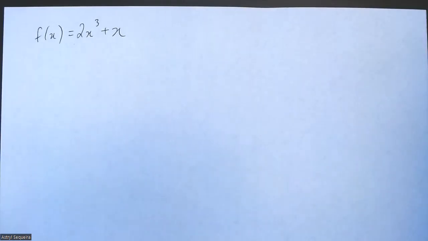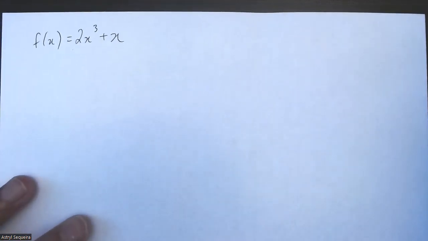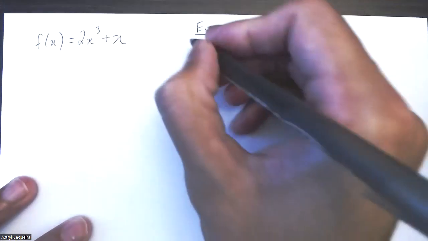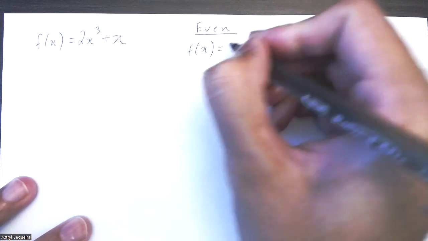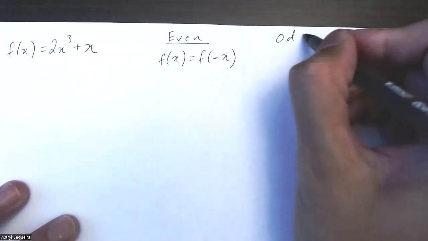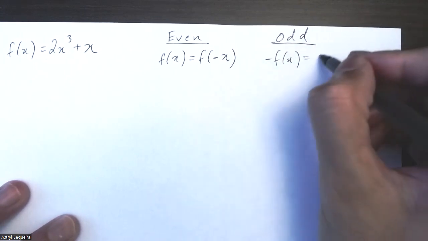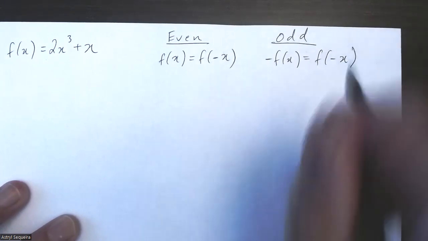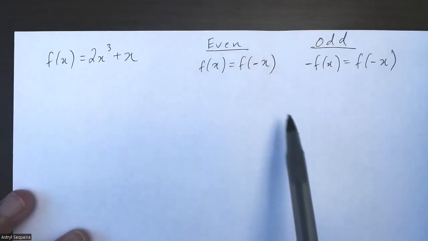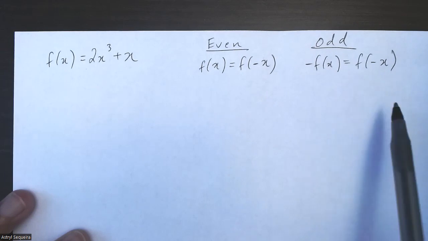All right, so in this video, we want to prove whether these functions are even or odd algebraically. In order to do this, you know that if a function is even, f of x has to equal f of negative x, and if a function is odd, negative f of x should equal f of negative x. So we always test for even first because it's just easier.